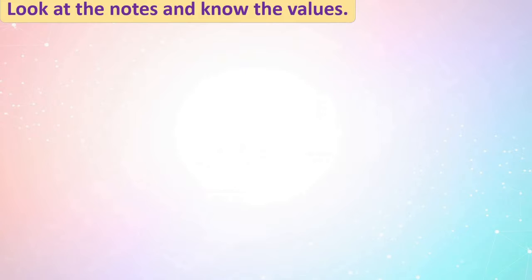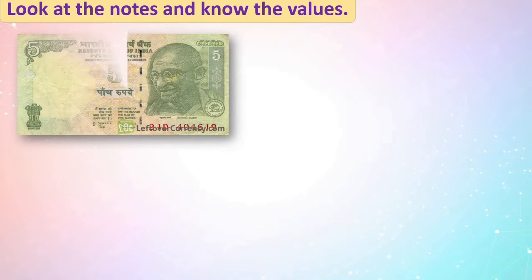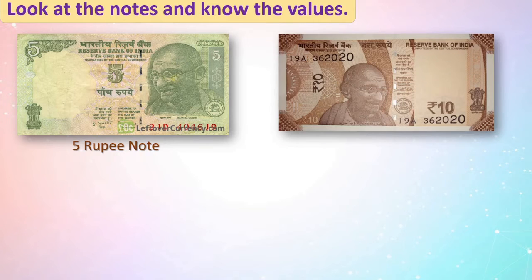Now, here are some notes. This is a 5 rupee note. These are made up of paper and coins are made up of metal. We have to handle these notes carefully because they are made up of paper, they can tear, right?